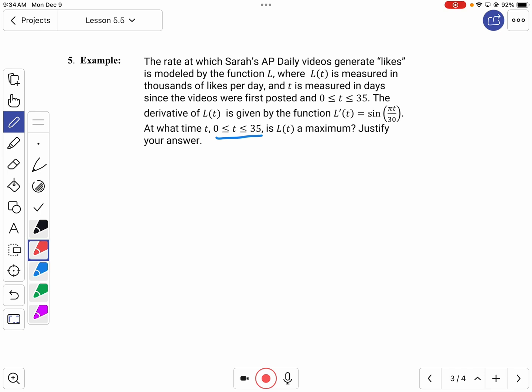So the first thing we need to do to find my critical points is to set that derivative equal to 0. So I'm going to take the sine of pi t over 30 and set it equal to 0.